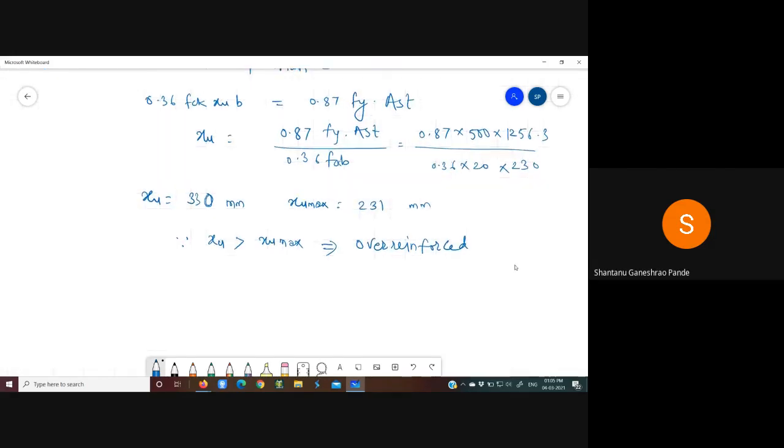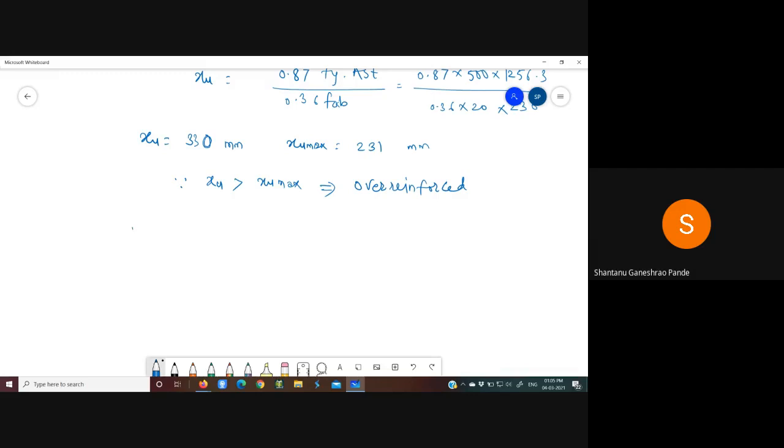So, you can calculate moment of resistance based on compression. So, that is Cu into Zu. So Cu is 0.36 Fck b into Xu, and lever arm will be d minus 0.42 Xu. So all the values you are having with you, you can just put values in the expression and find out value of Mu R.